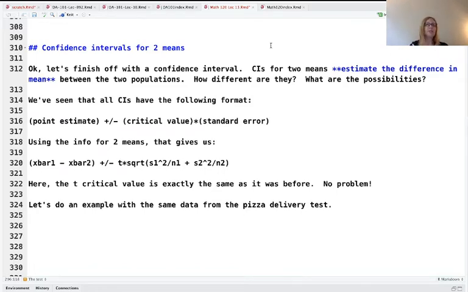Think about the pizza delivery time. Does it seem like there's a minute difference, 2 minutes difference, 5 minutes difference, no minutes difference? That's what this confidence interval is going to tell us.